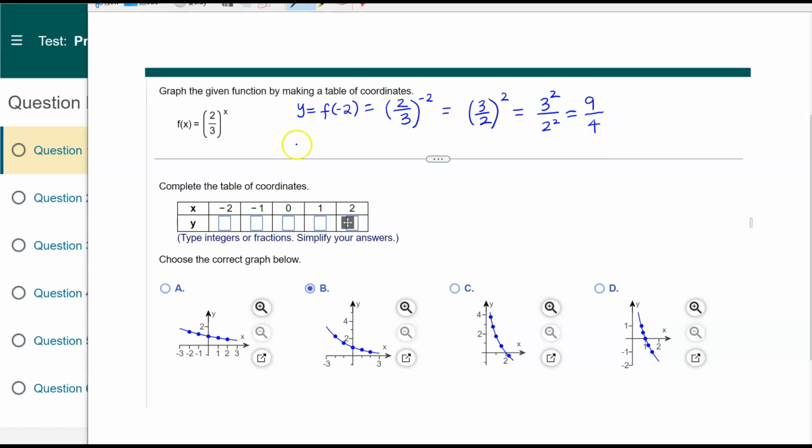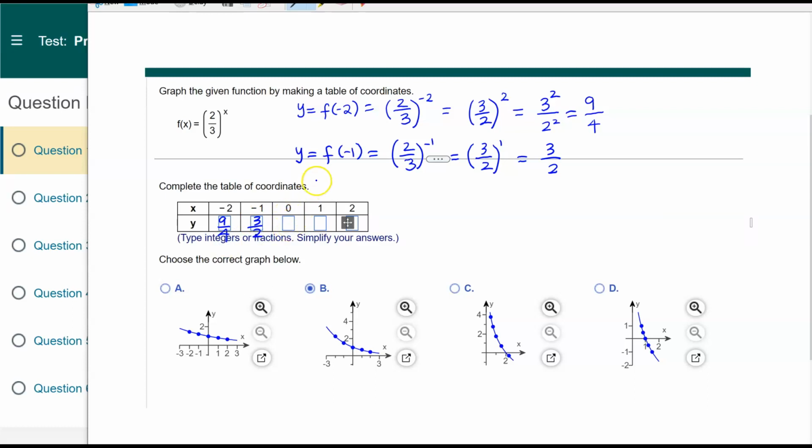The next, you get the corresponding y value when x is equal to -1. So you have 2/3 raised to -1. Now let's make the exponent positive. To do that, you just get the reciprocal of the base. So you have 3/2. Then change this to positive. So that is just the same as 3/2. So for the first part here, you just have to type in 9/4. And here, you would have to type in 3/2.